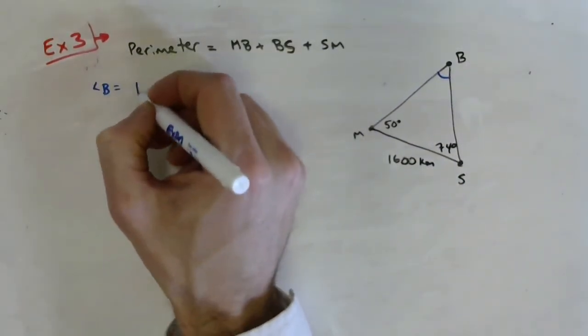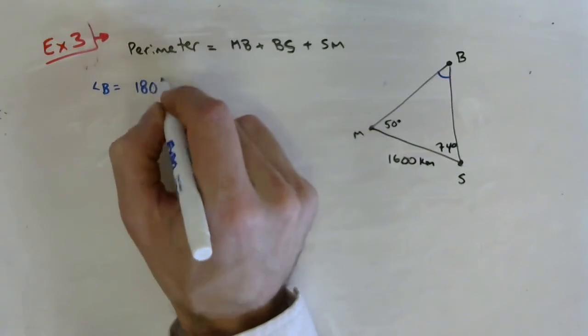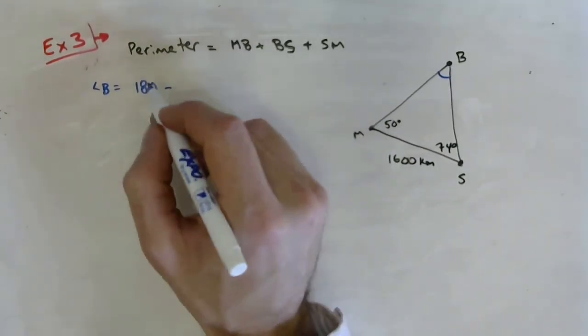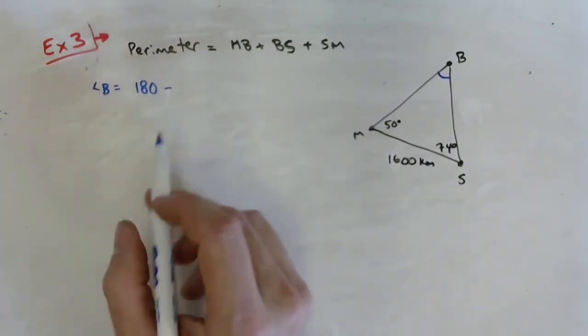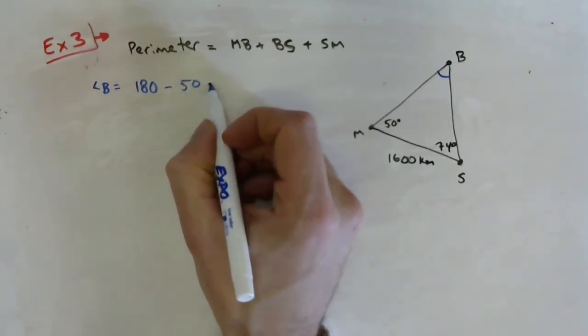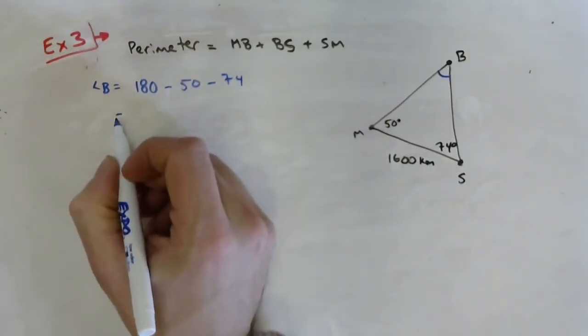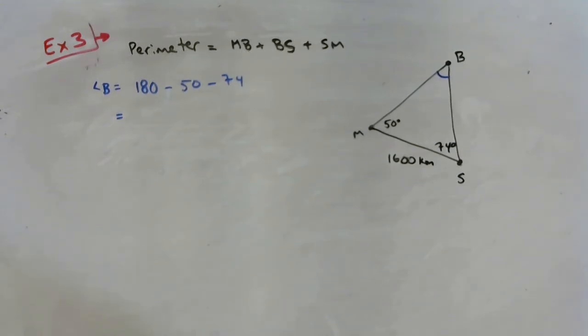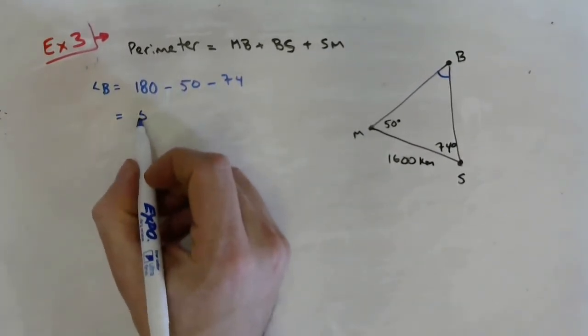It's going to equal 180 minus, and again, you can write it two different ways. I normally add up the other ones in brackets, but you could also just write this, minus 50, minus 74. I don't know why I don't like that one more. It is easier in the calculator anyway. And that equals 56 degrees.